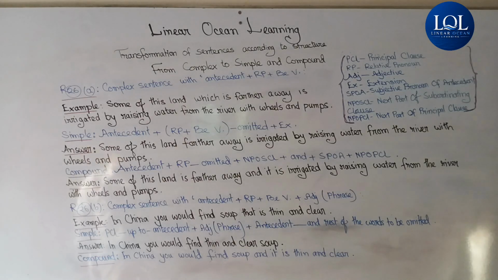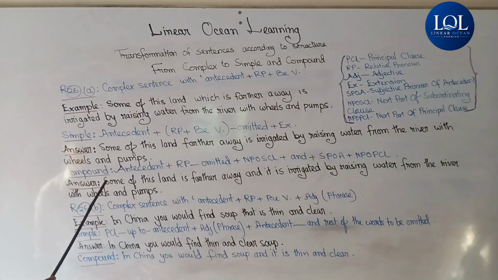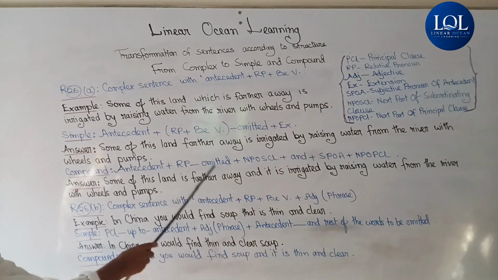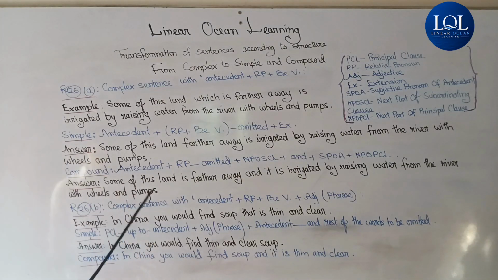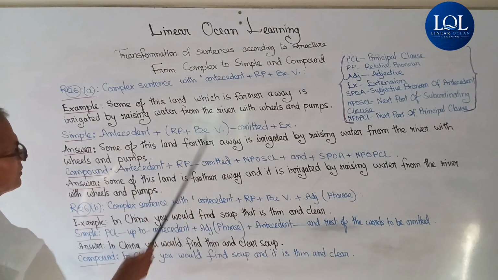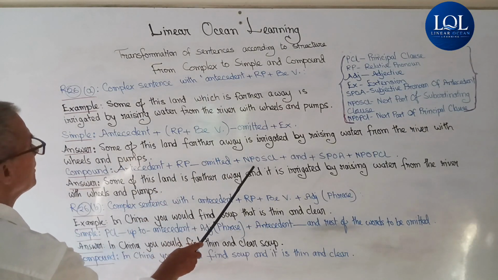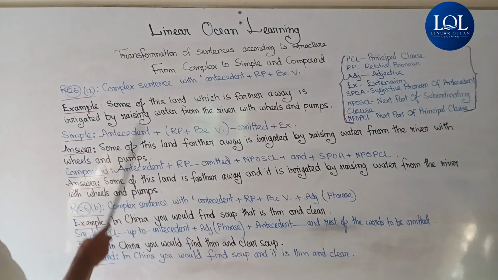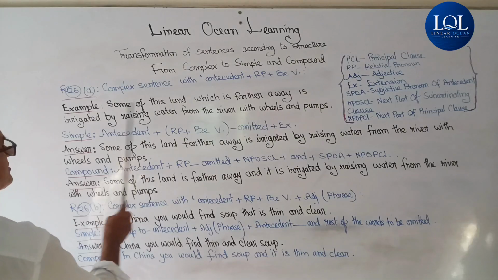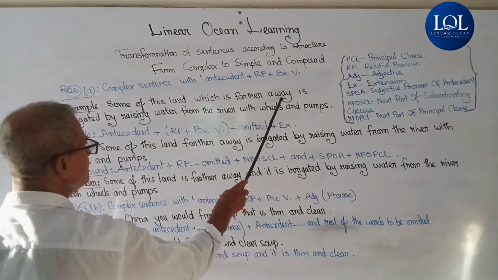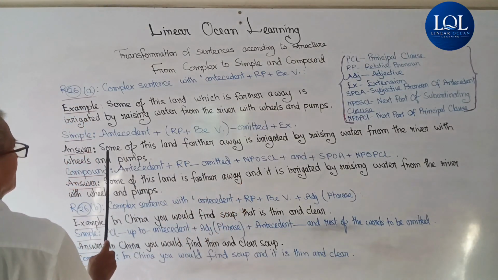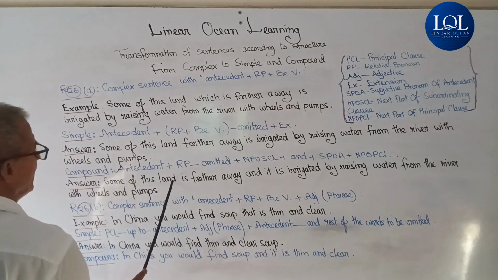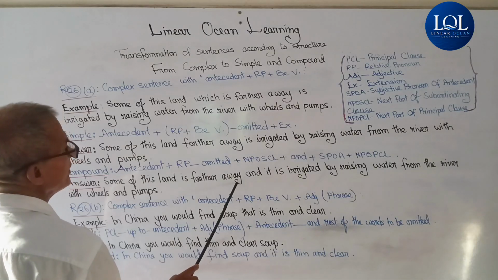Now, if we want to put it into a compound sentence, the structure we have to follow is antecedent plus RP omitted. Here the antecedent is some of this land, relative pronoun omitted, plus next part of subordinating clause. The next part of the subordinating clause is further away. So there will be: some of this land is further away.